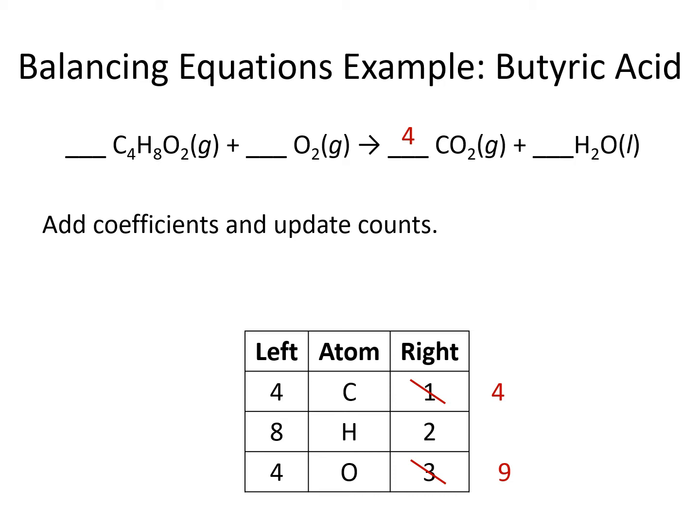We put a 4 in front of water in order to make the hydrogens match up. There are 8 hydrogens on the left, so we put a 4 in front of the water so that we can have 8 hydrogens on the right. But this also changes our number of oxygens. We have 4 times 2 is 8 from the CO2, plus another 4 from the water makes 12 oxygens on the right.